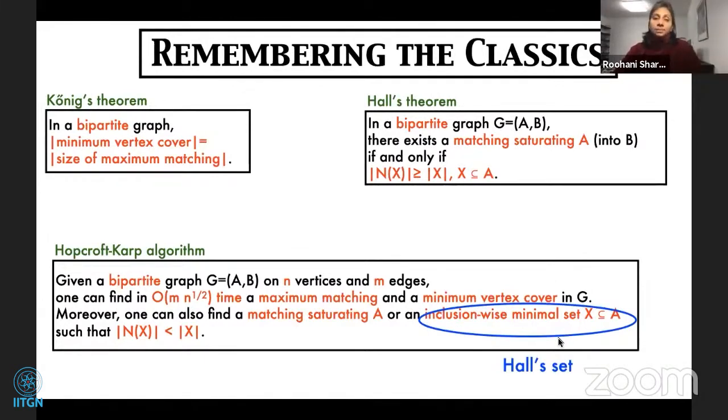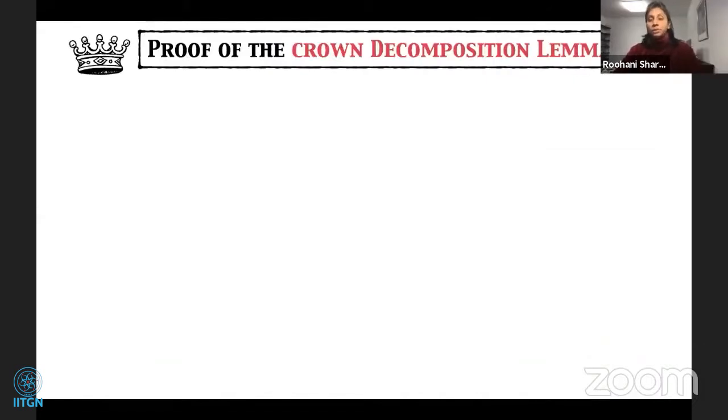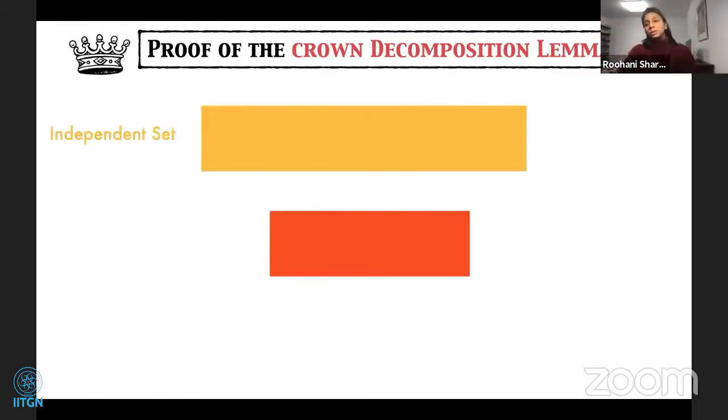So let's proceed to the proof of the crown decomposition lemma. For the proof of the crown decomposition lemma, we need to find some independent set that will serve as our crown, and then we need to find a set that will serve as our head, and so on. And one starting point could be the following. So we need to get hold of some independent set where we can try to find our crown first. And for that, let us do the following.